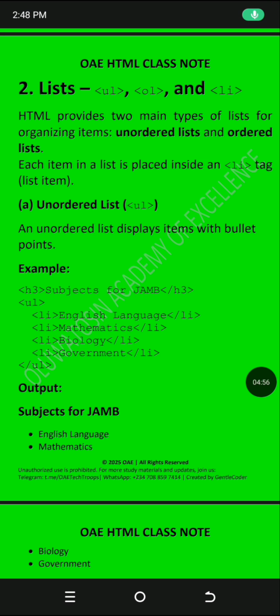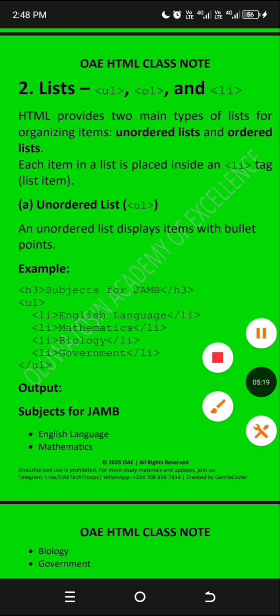So now we'll be going to lists. Now we'll be going to lists in HTML. HTML has two types of lists we display, which is the unordered list and the ordered list. Each item in a list is placed inside an li tag.